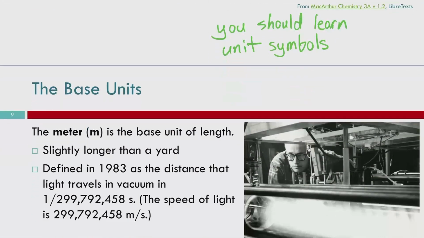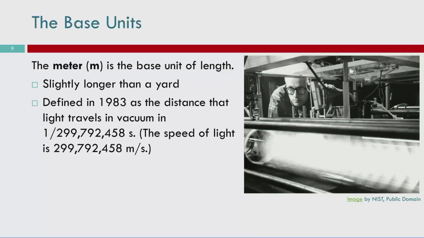Okay, our base units. First up, the meter. The meter is our base unit of length. So that's our standard. It's slightly longer than a yard, and it was defined back in 1983 as the distance that light travels in a vacuum in this small fraction of a second, because the speed of light is basically that same number of meters per second. And it's always that number of meters per second in a vacuum.